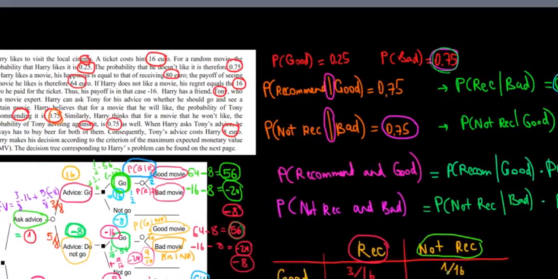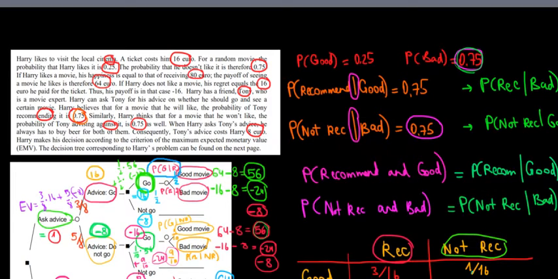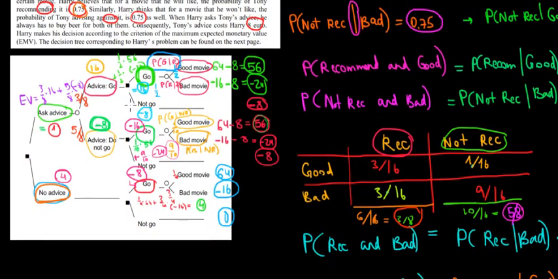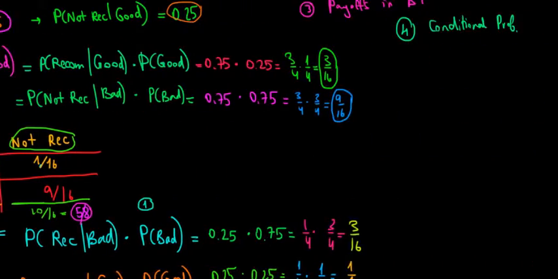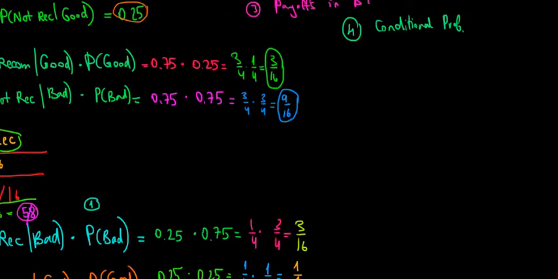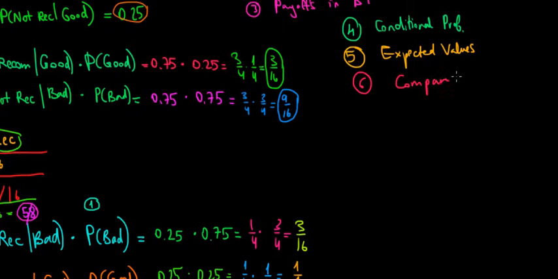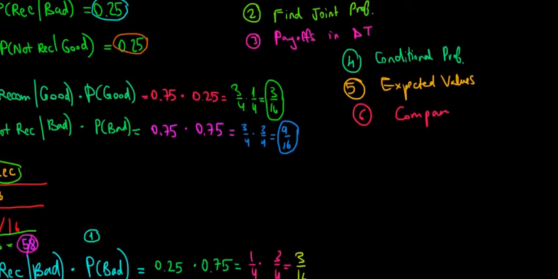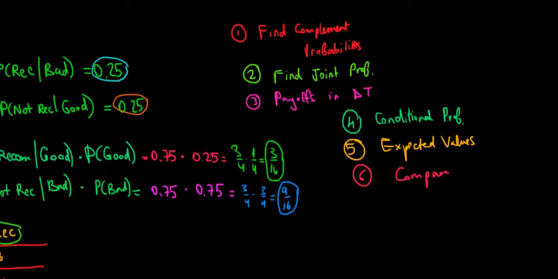What did we do as a fifth step? As a fifth step, we calculated the expected values of every scenario, the expected values of asking for the advice and the expected value of not asking for the advice. And as a final step, we just compared what's better for us. So as a final step, we just compare the expected value and decide whether to go for the advice or not.